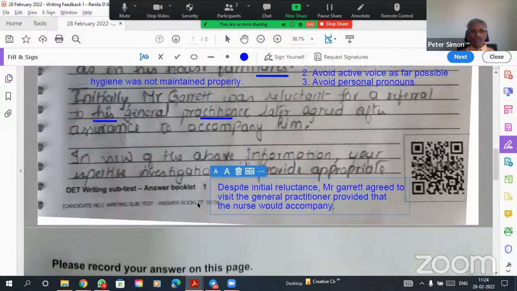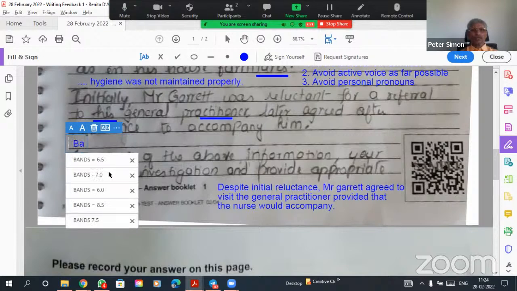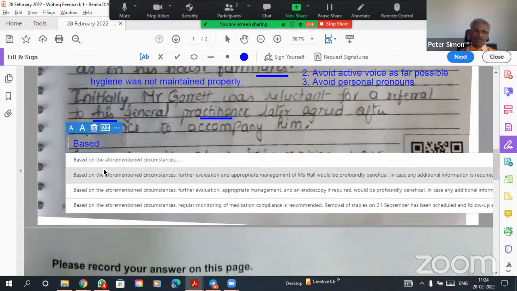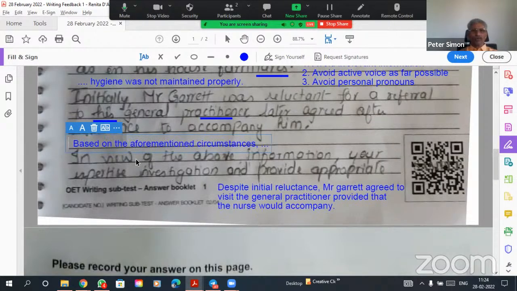Right. In view of the above information, in view of... what is this, messed up again? In view of the above information, you can say like this. Based, that is correct only. I'm improving the quality. Based on the aforementioned circumstances.